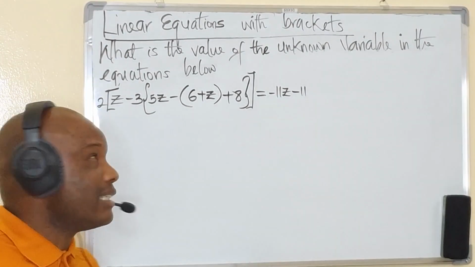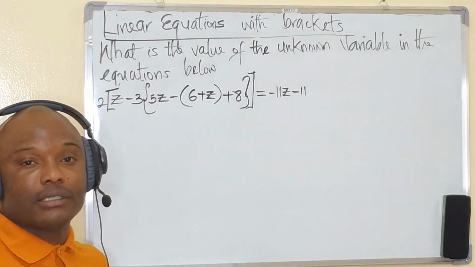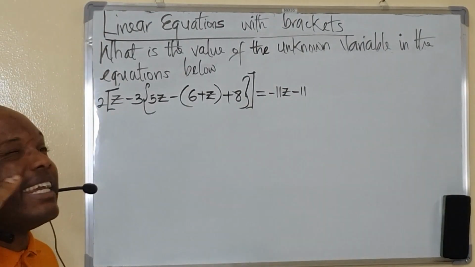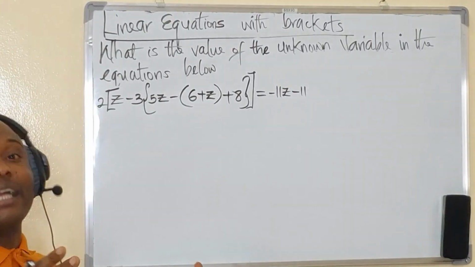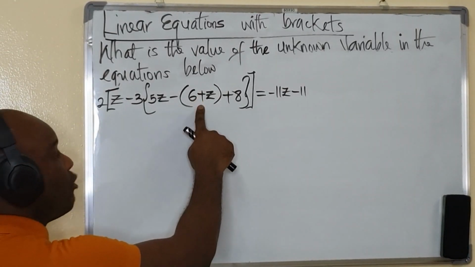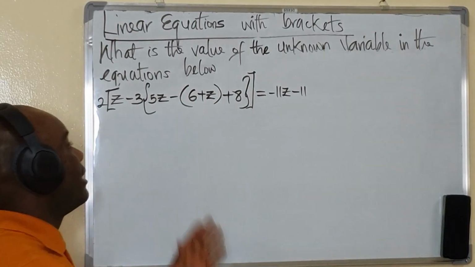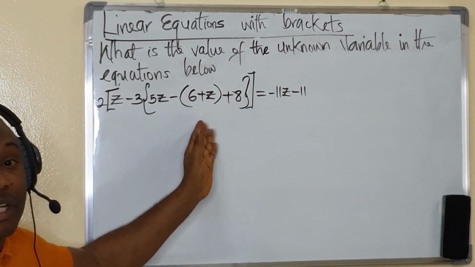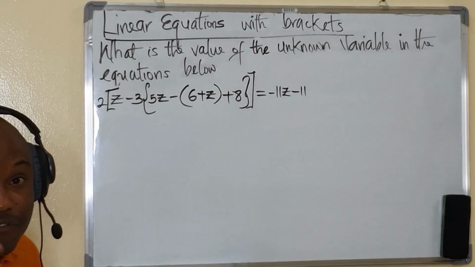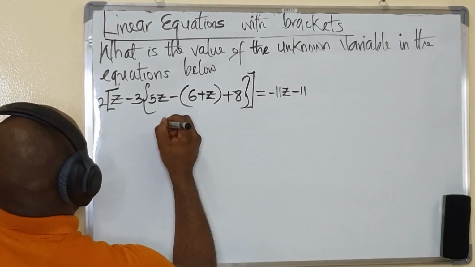And for us to succeed with that, we begin by opening up the brackets. By order of operation, we open the innermost bracket first, then the next, and then the final one. So our innermost bracket, which you have on the board here, is the bracket containing 6 plus z. Let us focus on opening that first.